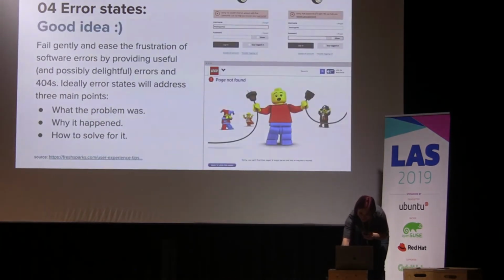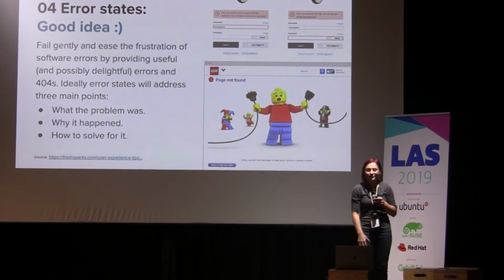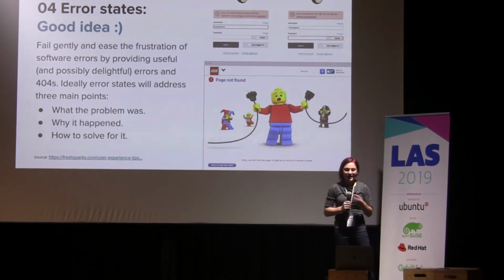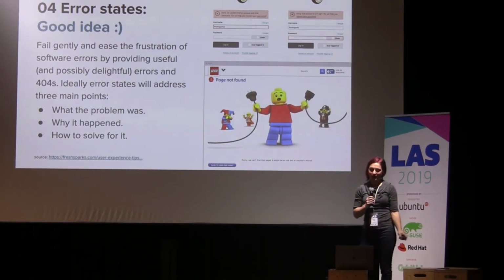So, good ideas for error states. Let's help our users fail gently and ease the frustration of software errors by providing useful and maybe even delightful errors and 404s. But in the best worlds, errors should address three main points. What was the problem? Why did it happen? And how do you solve it? How do you move forward?